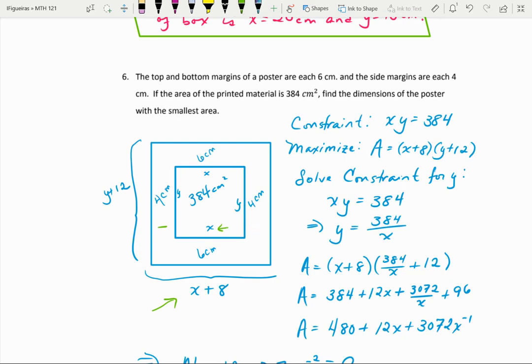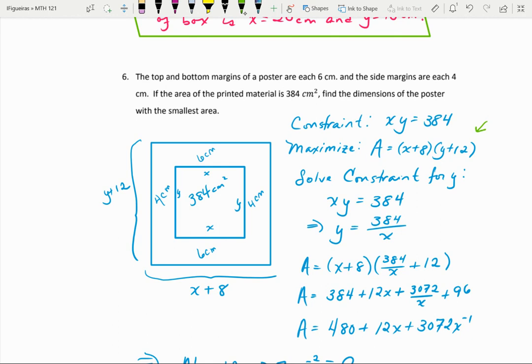Similarly, the longer side of the poster has y units on the inside, but then I have another 6 on the top and bottom. So y plus 6 gives me a dimension of y plus 12. So the area that you want to maximize is x plus 8 times y plus 12. So now we're back to doing what we did in all of the previous examples.